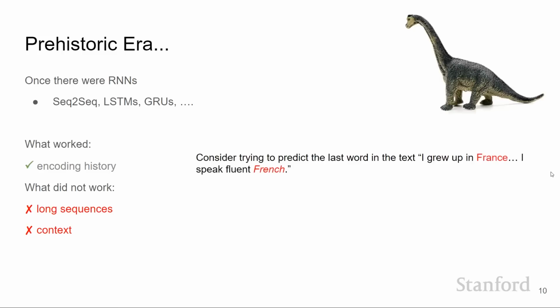So consider this example. Consider trying to predict the last word in the text, "I grew up in France, I speak fluent ___." Here, you need to understand the context for it to predict French, and the attention mechanism is very good at that. Whereas if you're just using LSTMs, it doesn't work that well.